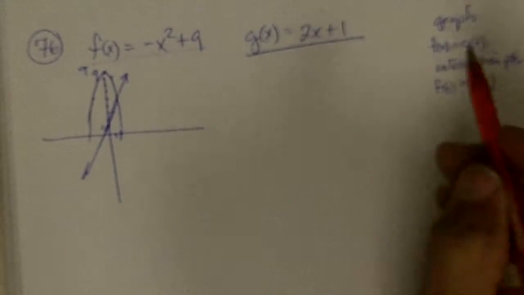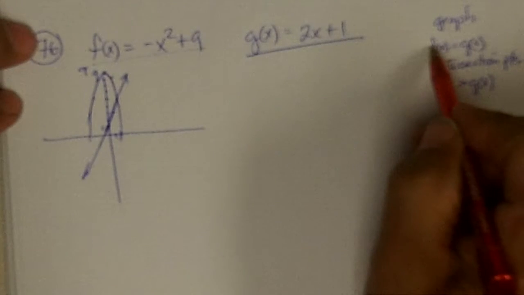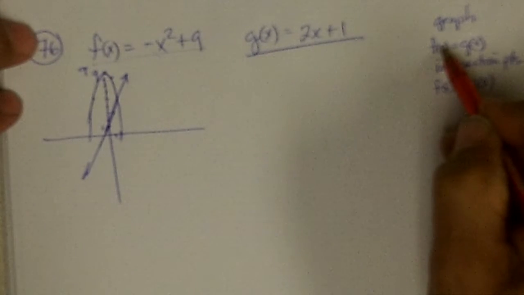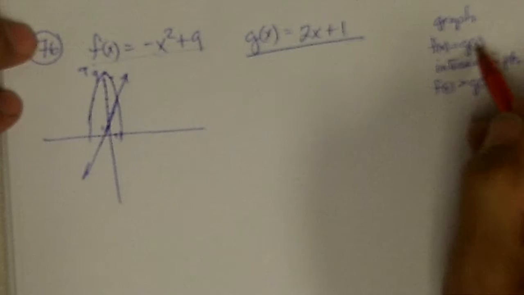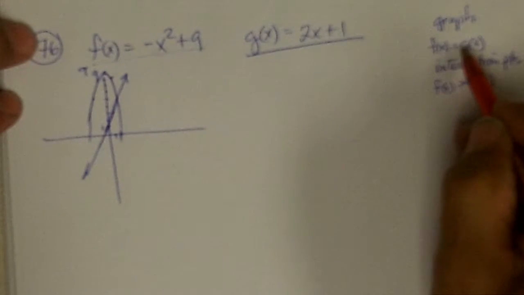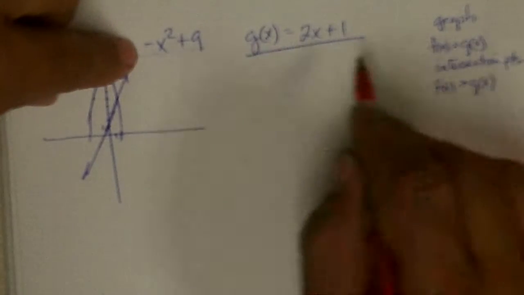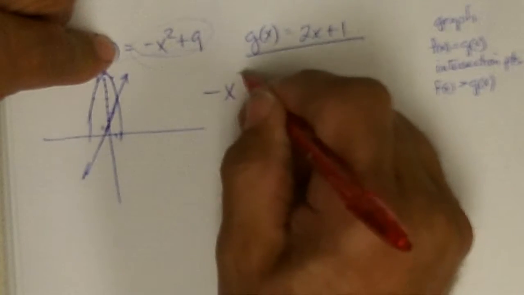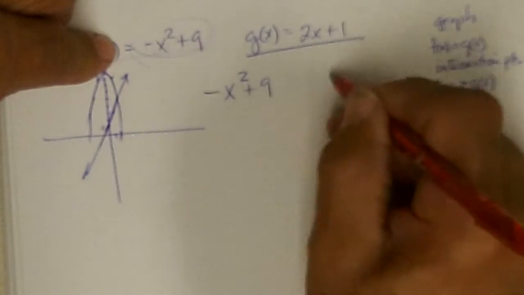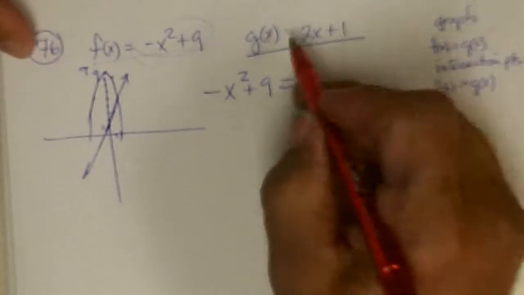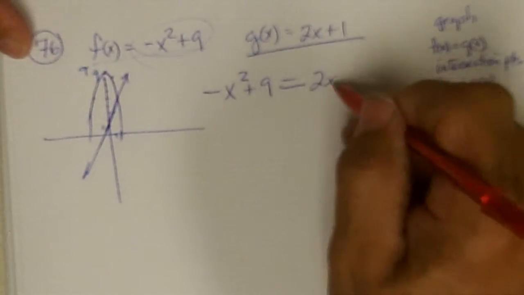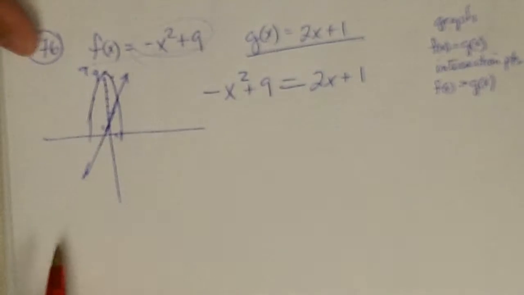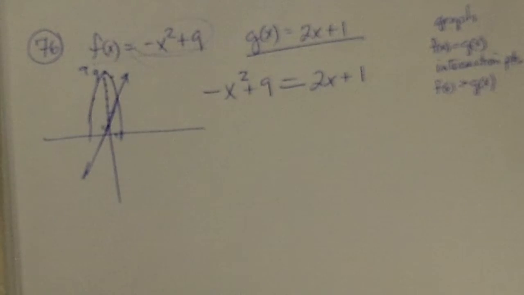Now it says solve for when the y value of f equals the y value of g. Find the x's where the y value of f and g are the same. So I set it equal. This is how I get the y value, -x^2 + 9. This is how I get the g, which is y value, so 2x + 1. And I need to figure out for what value x is the same.